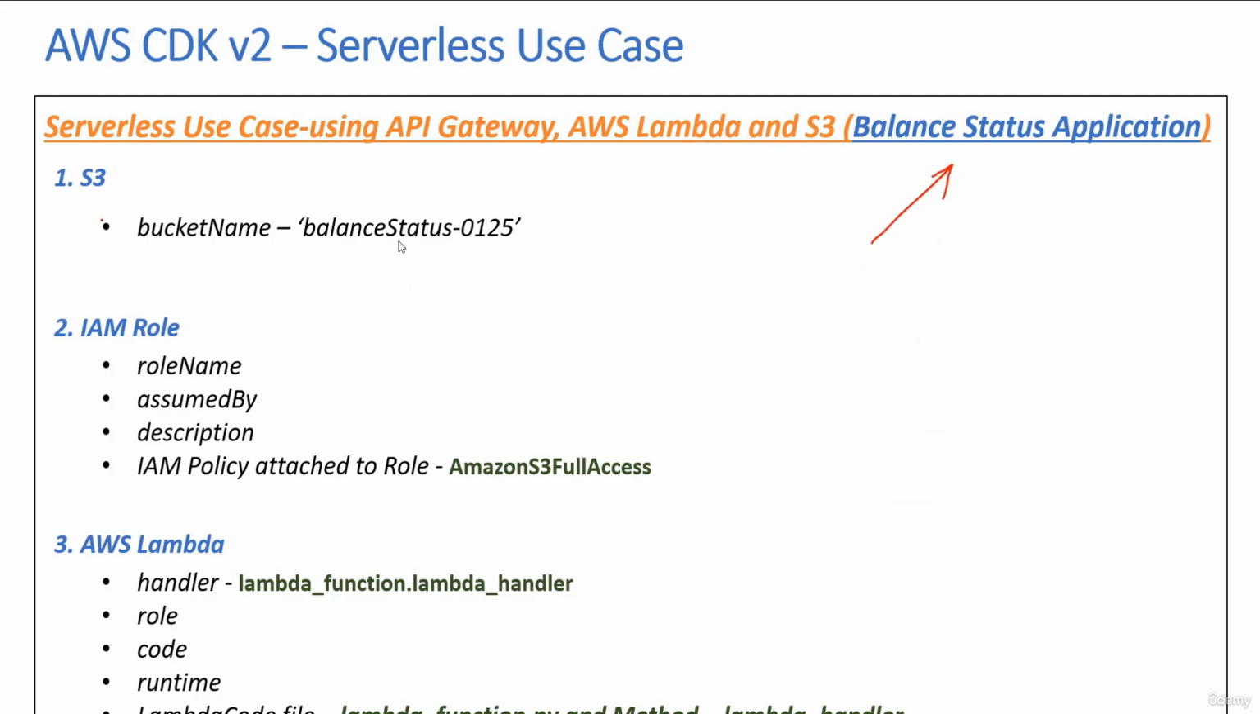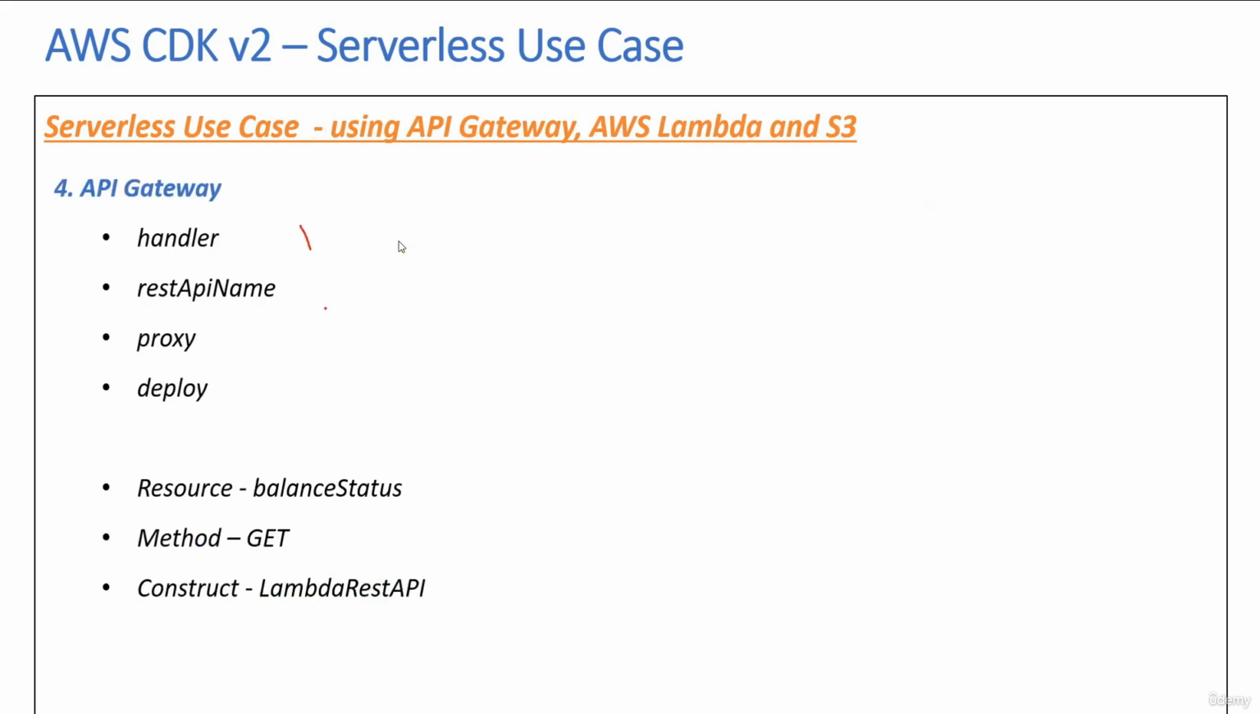As part of this, we'll create a bucket name with balance status 0125. Then we're going to create an IAM role with these attributes, a Lambda function with the below defined attributes, and then finally an API gateway with the attributes.